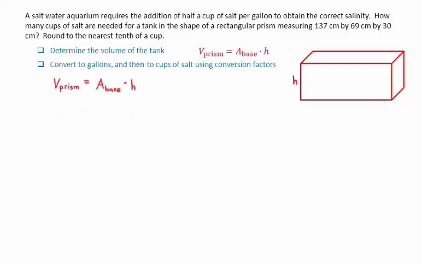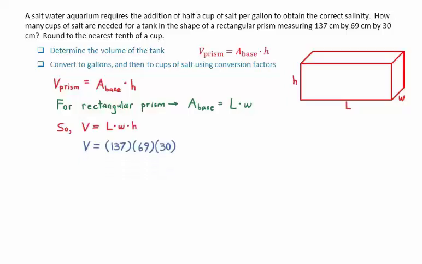So we start out with our formula. The volume of a prism equals the area of the base times the height. For a rectangular prism, the base is a rectangle. The area then of the base is equal to the length times width. In this case then, the volume is equal to the length times width, which takes the place of the area of the base, multiplied by the height.